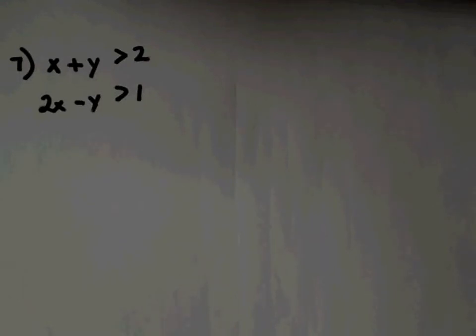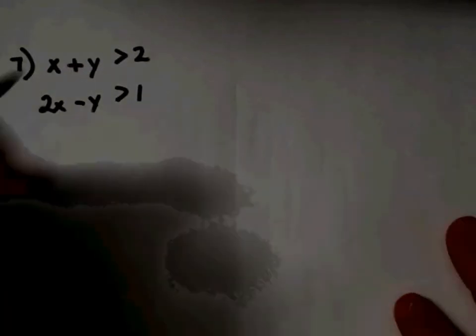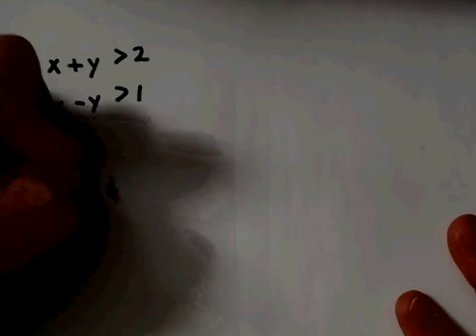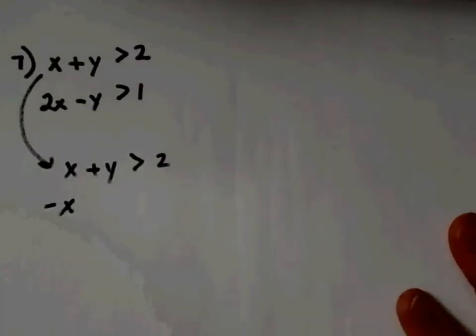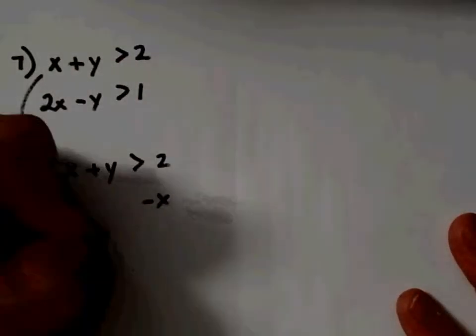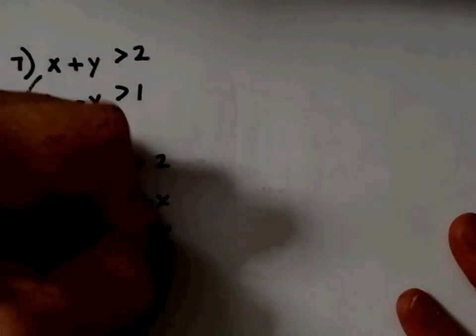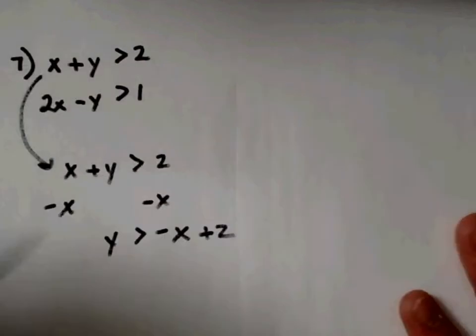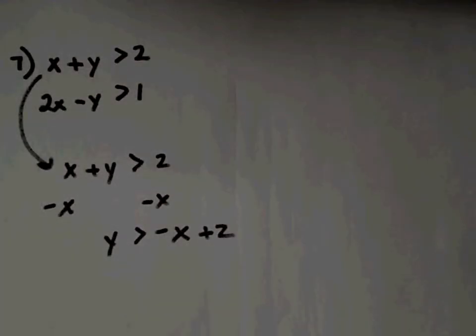So even the place where these two things cross will not be a solution, because both of its inequalities are not equal to. All right? So let's graph them and see what the solution set is. All right, so for the first one, x plus y greater than 2, we subtract the x from both sides, and we have y is greater than negative x plus 2.